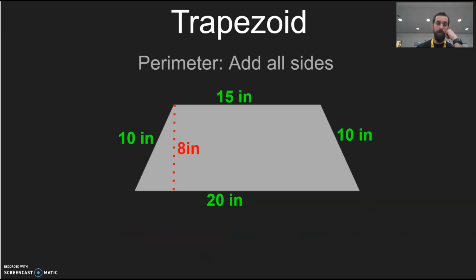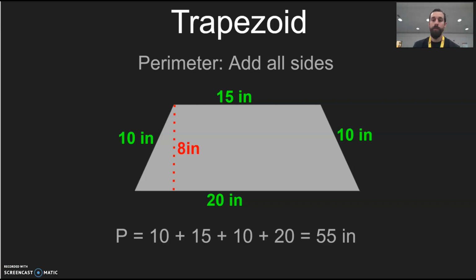So let's go ahead and try it with this. I want you to try it. Add all the sides to find the perimeter of this trapezoid. All right, if you added up the green numbers, that is how you found the perimeter and got 55 inches as your answer. 8 inches was part of the height. It's not part of your perimeter. So good job if you were able to get 55 as your answer. Okay, so that is how you find the perimeter of a trapezoid.